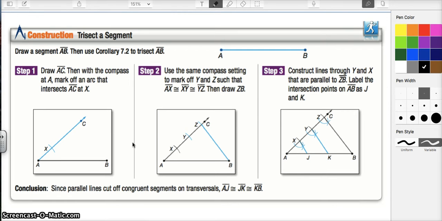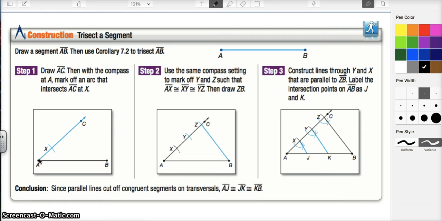So here we are with the final discussion, not really an example. I'd like you to try this. You should use your compass to figure out how to trisect a segment. You start off by drawing a segment, some segment AB, and then you draw an additional segment or ray from A of whatever length. And then you take your compass and you mark off 3 equivalent spaces.